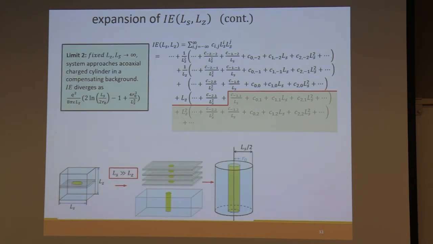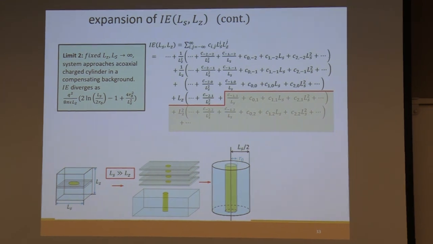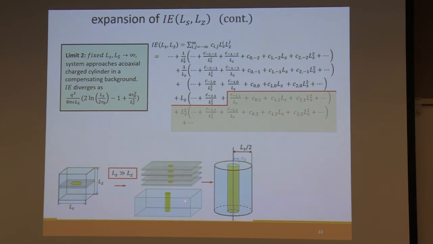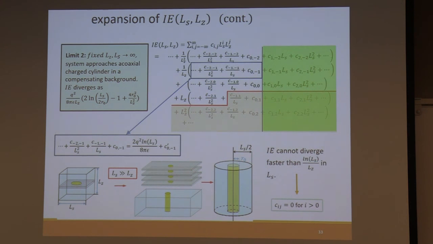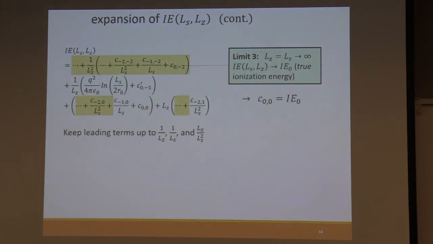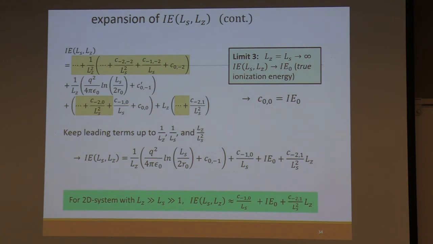Then we can do a similar thing in the other direction. If we keep LZ fixed and make LS larger, then we can go to a continuous model, which is a cylinder, and then we can throw out a bunch of other terms. Because we get a logarithmic divergence, it gets a little bit messy at that point. But really, it's just to get to the end result: what kind of equation can we use to determine the true ionization energy of the system?